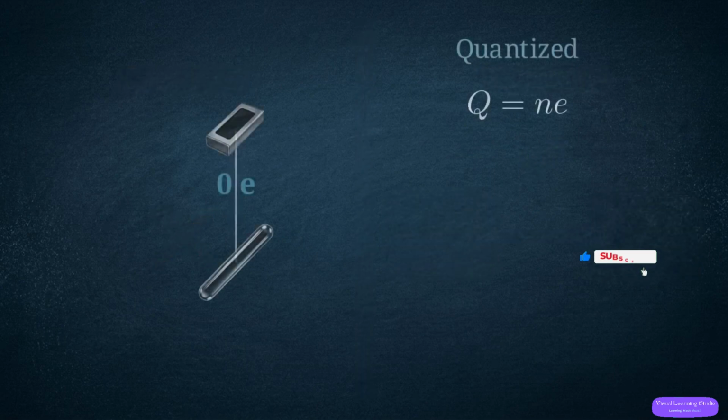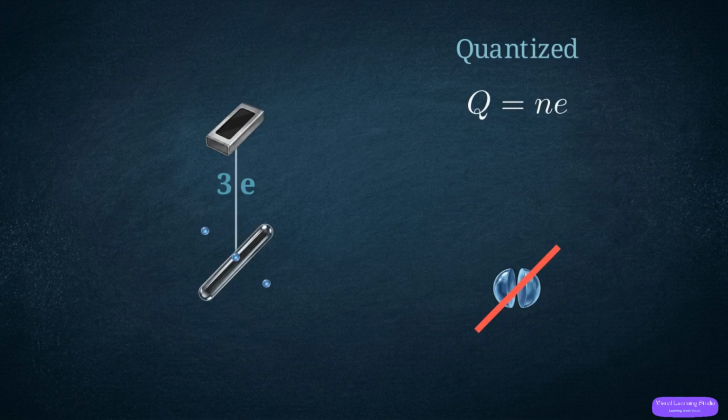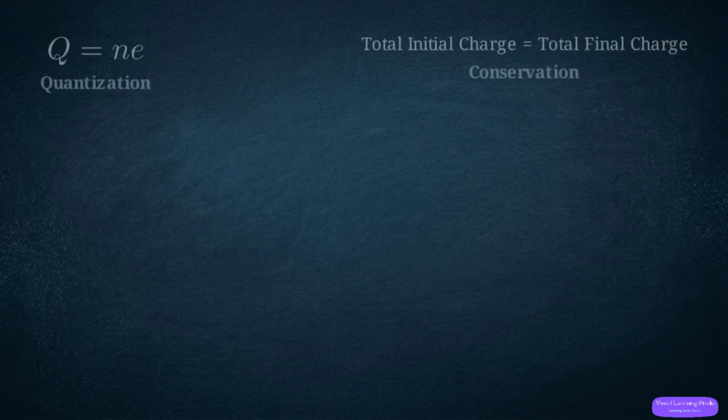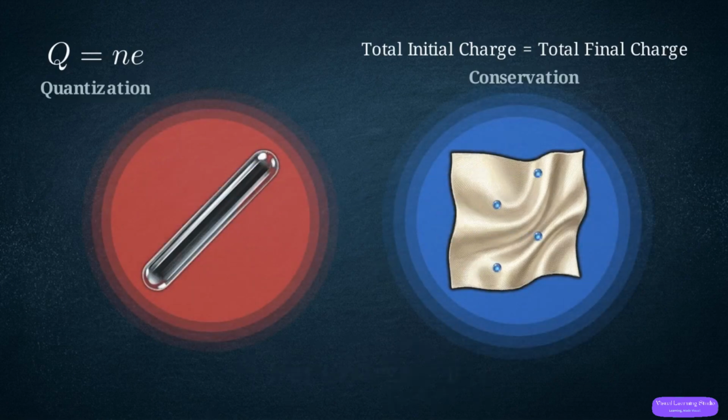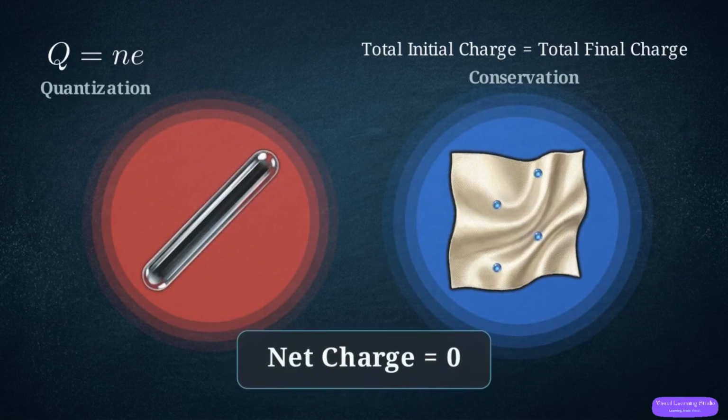These transfers are also quantized, meaning charge only exists in whole integer multiples. You can move 1, 2, or 3 electrons, but never a fraction of 1. With charge being strictly conserved and packaged in measurable units, its behavior in the physical world becomes entirely predictable.